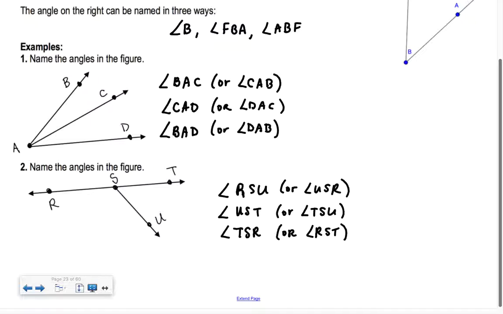Now, what do you think the measurement of angle TSR is? How many degrees do you think that is? Yeah, it's 180 degrees. That's what we call a straight angle. Okay, so it's still an angle. It's just what we call a straight angle. In other words, a straight angle is kind of just like a line, right? But it's still an angle.